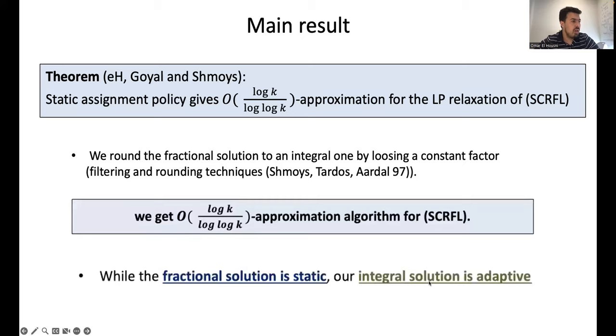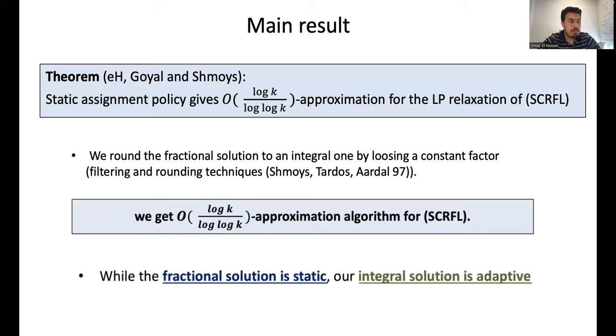I will give you some proof ideas on how to show that static assignment policies are strong. But before that, usually you would like to stop the talk on this sentence here. As you can see, the fractional solution is static. But this is the fractional solution. What I did after having the fractional solution is I rounded the solution. And I would like to emphasize that the rounded solution is not static anymore. So the integral solution is actually adaptive. In fact, a static integral solution could be very bad.